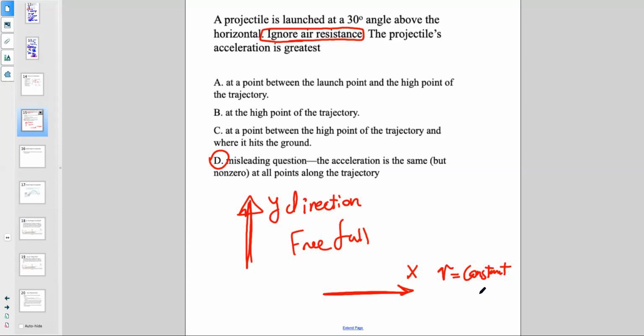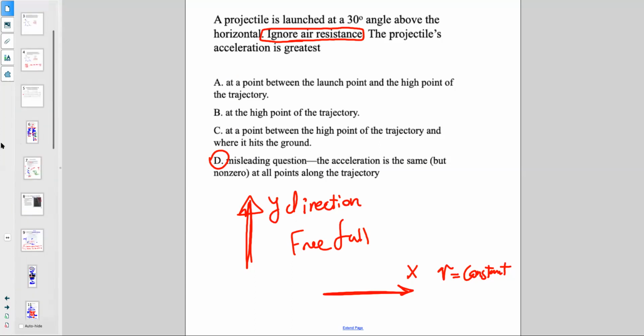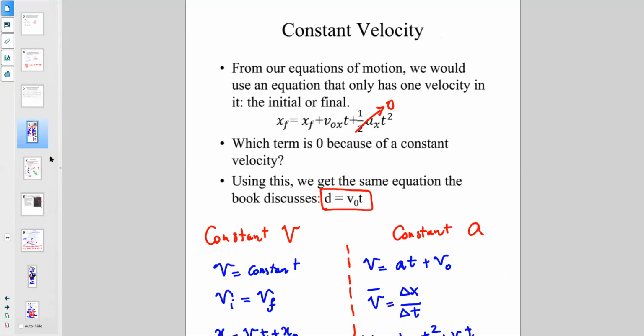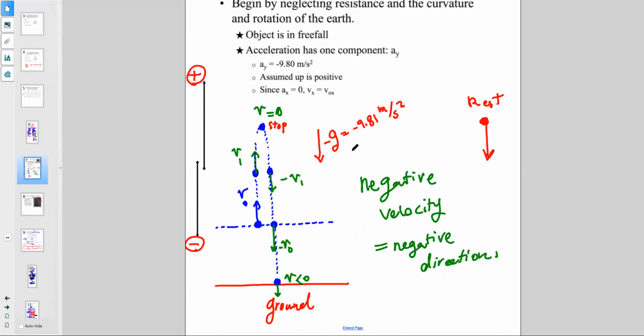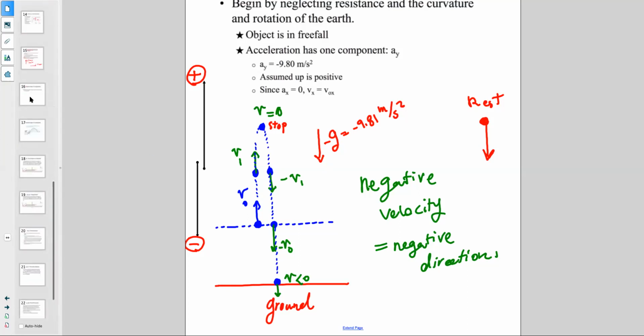So if you have a free fall, the acceleration will always be the same. Okay, it does not matter where you're at. It will always be the same. Take a look at this, for example. Remember this: in free fall, the acceleration does not depend on each point. It's always towards the Earth's center. It's negative g, or negative 9.81 meters per second squared. It does not depend on the points.